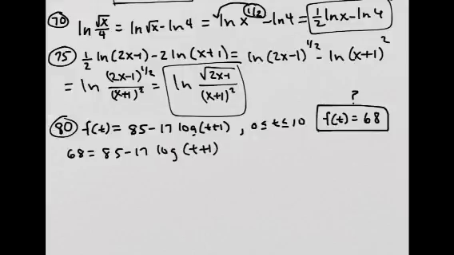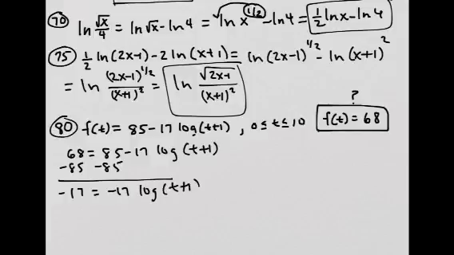So the first thing we'll do is subtract 85. That's going to give us negative 17 equals negative 17 log of (t plus 1). Well, I'm going to divide by negative 17.